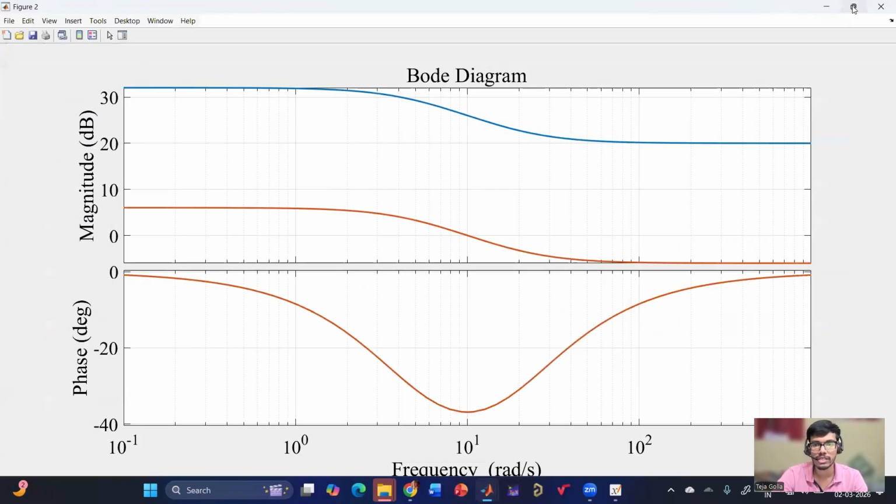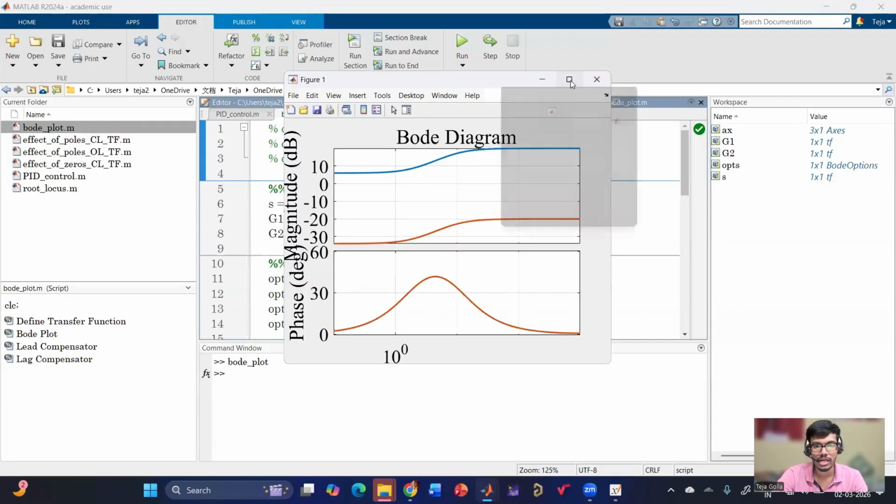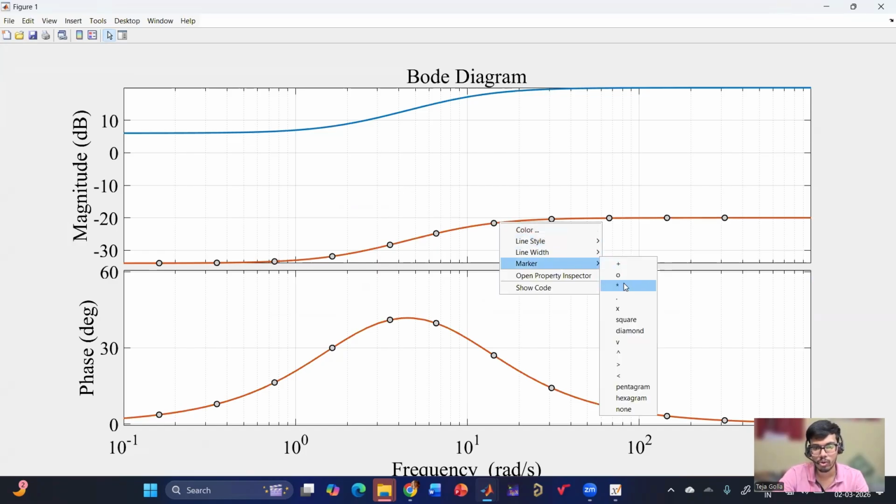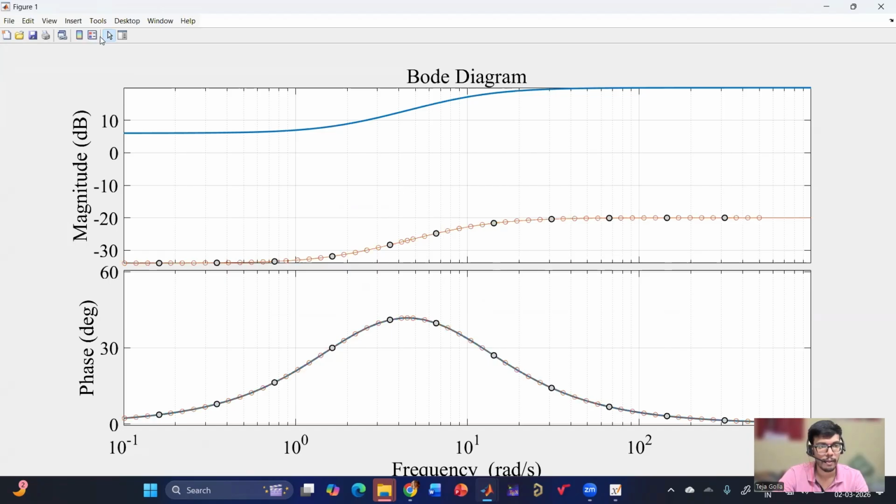So in this case, if you see, I have reduced the gains. Orange color is the later case, and blue color is the first case. So the gain I have reduced. If I put marker to be O, then we'll be able to see. So if you see, the phase remains same for both the cases, but the gain I have reduced, so the Bode plot has come down.